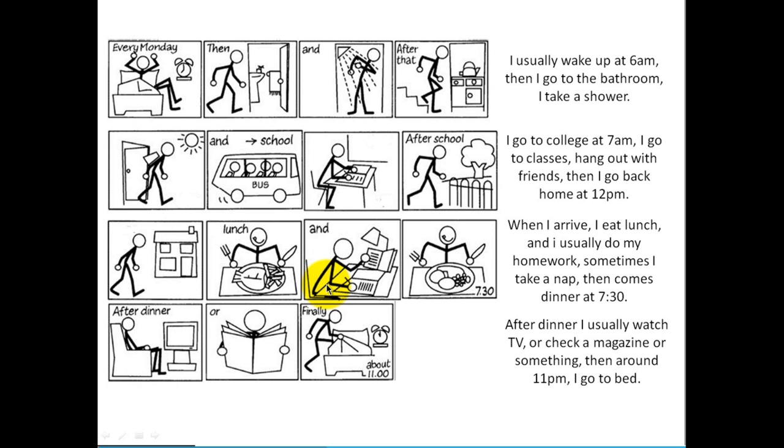Sometimes I take a nap. Then comes dinner at 7:30. After dinner, I usually watch TV or check a magazine or something. Then around 11 p.m. I go to bed.